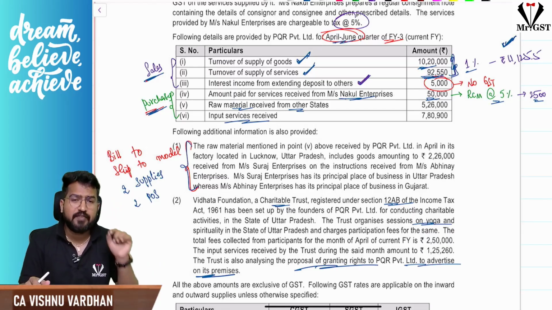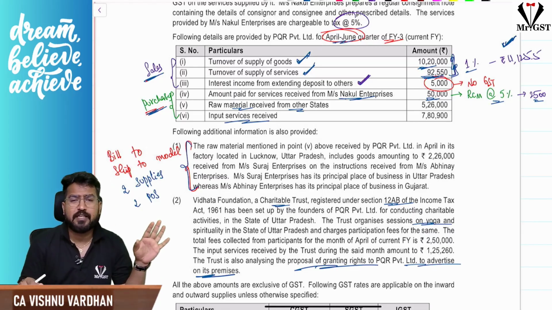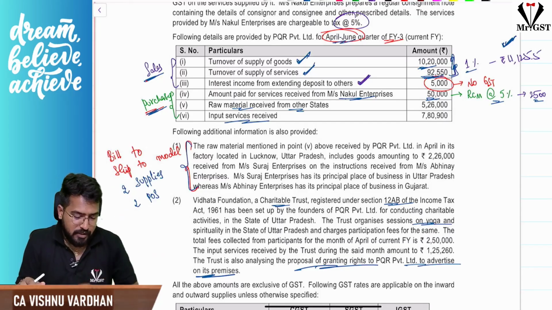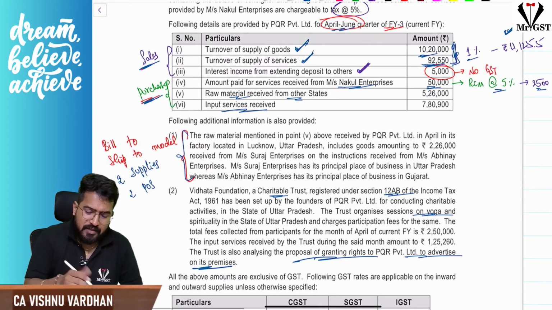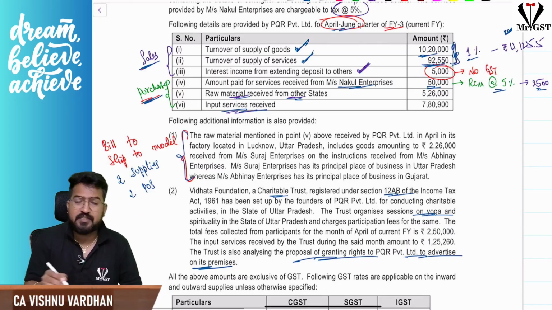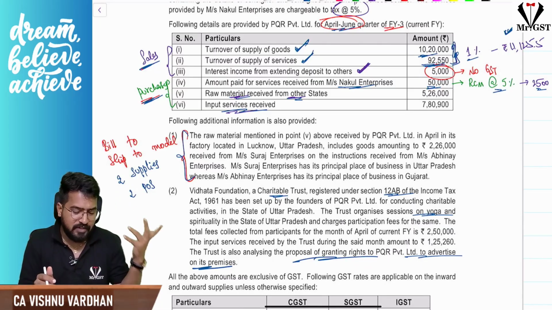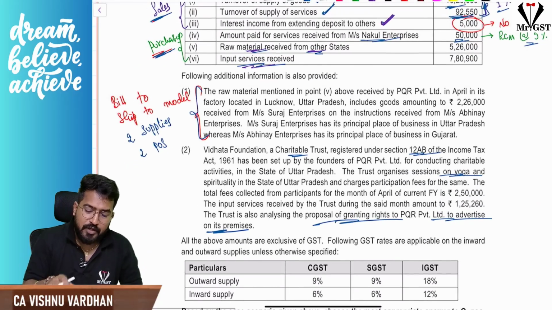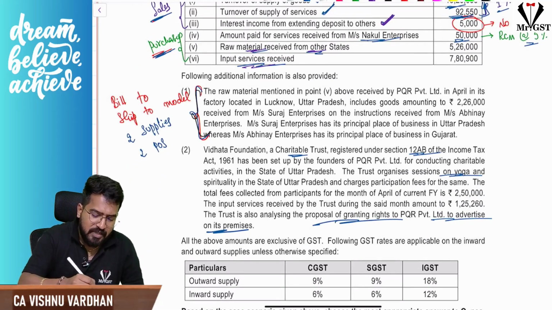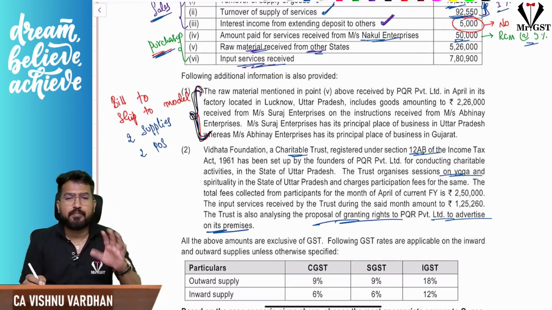For the purpose of section 10, any calculation, you should ignore this interest income, that you are clear, okay? Next, whatever materials they have purchased from other states, or services they have received from other states, is not relevant information. Now most of the cases they are commonly asking this particular point, so be careful there.